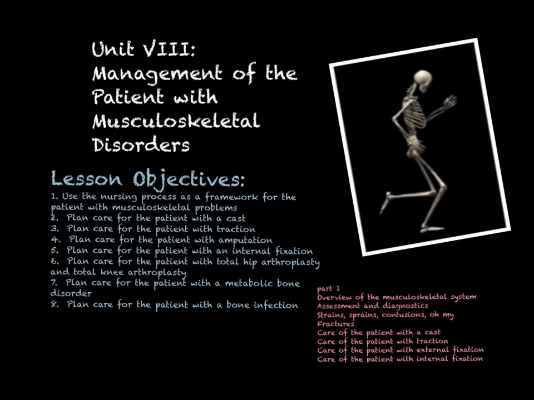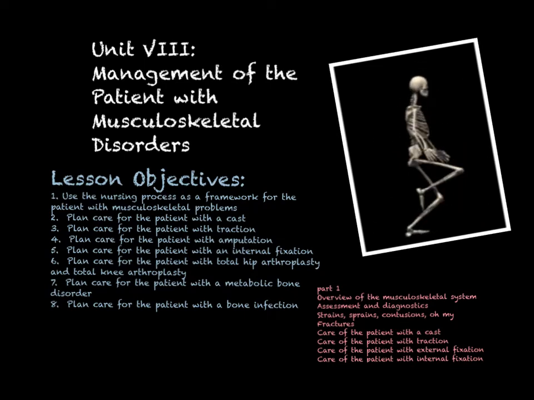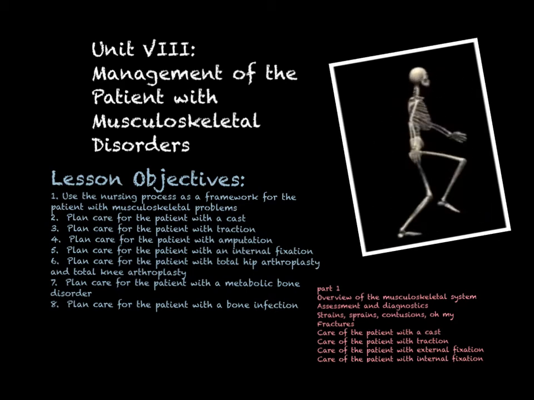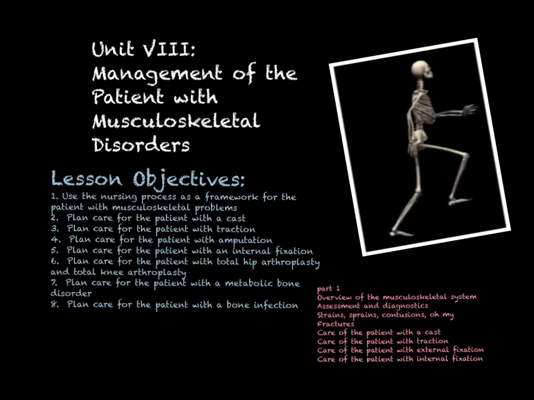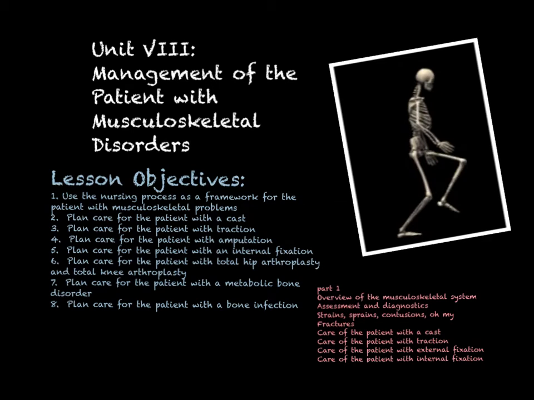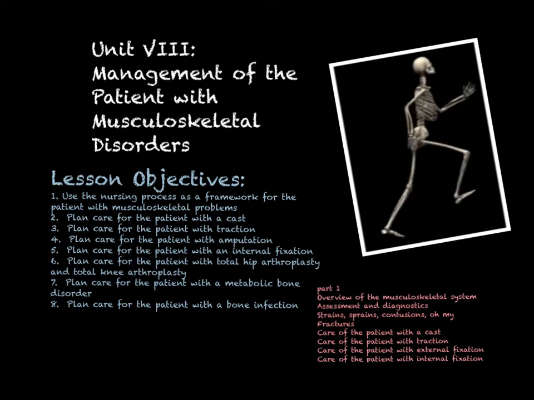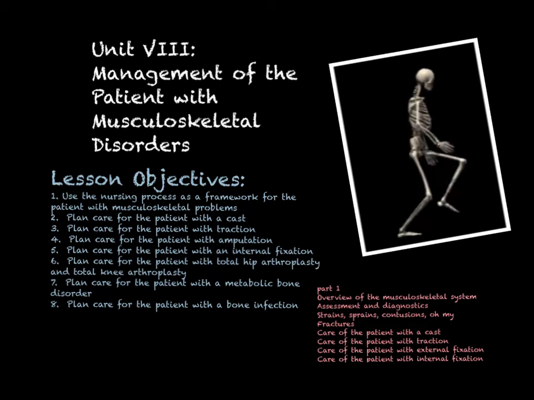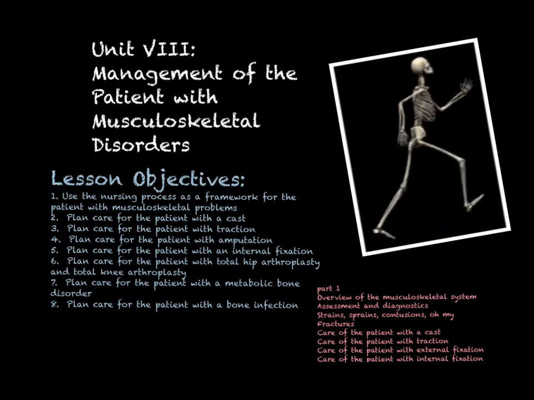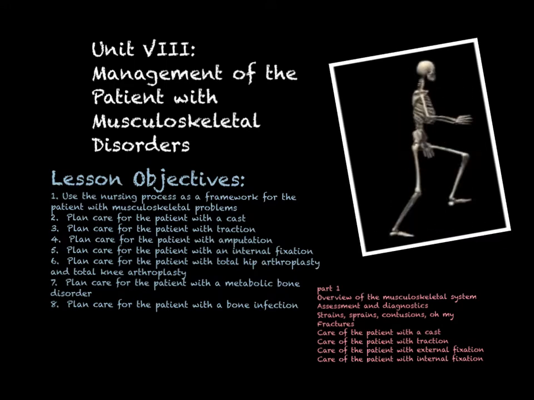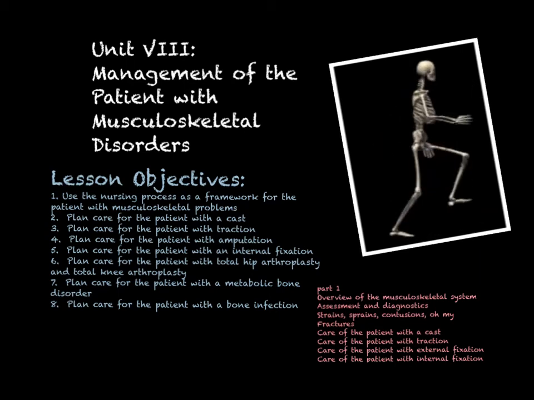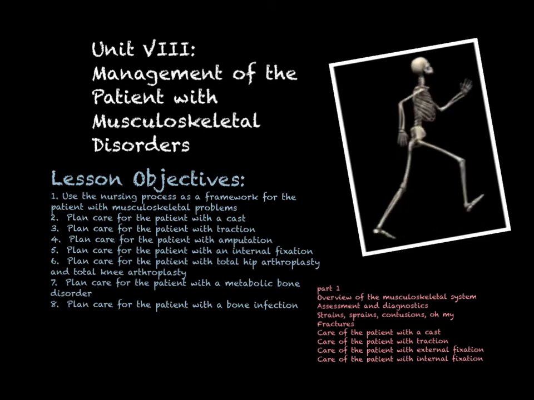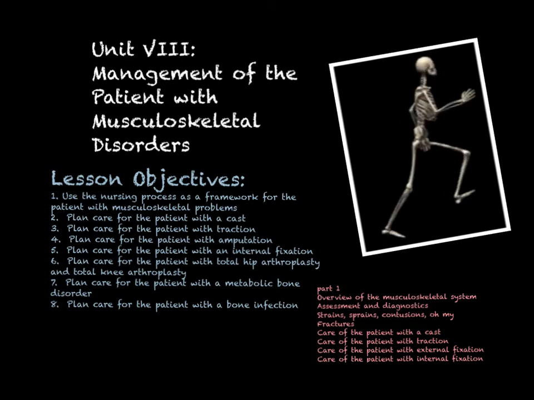So let's begin. Lesson objective number 1 is to use the nursing process as a framework for the patient with musculoskeletal problems. Lesson objective number 2, we're going to plan care for the patient with a cast. And there is a pretty substantial amount of content on patients with fractures that goes with the casting content. Traction: we're going to plan care for the patient with traction. We're going to plan care for the patient with amputation. We're going to plan care for the patient with an internal fixation. We're going to plan care for the patient with a total hip arthroplasty and total knee arthroplasty.